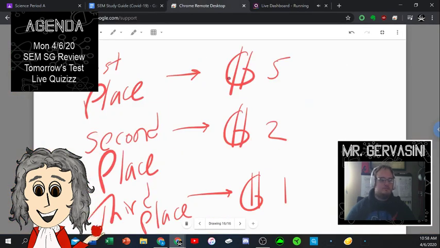Just so you're aware, on the line, 5 G-Bucks for first place, 2 G-Bucks for second place, and then a single G-Buck extra for third place. Yes, I'm still tracking them. What are we going to use them for? Don't know yet.